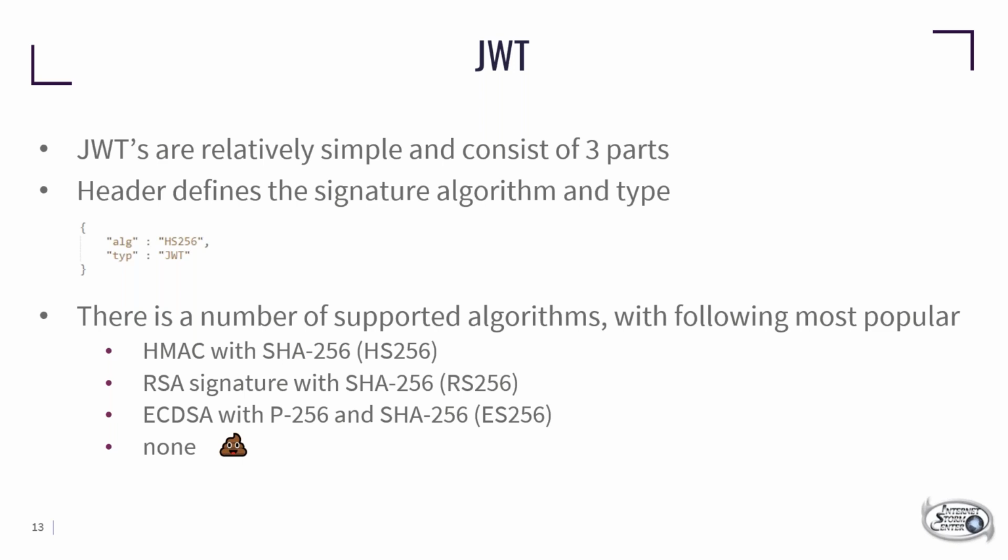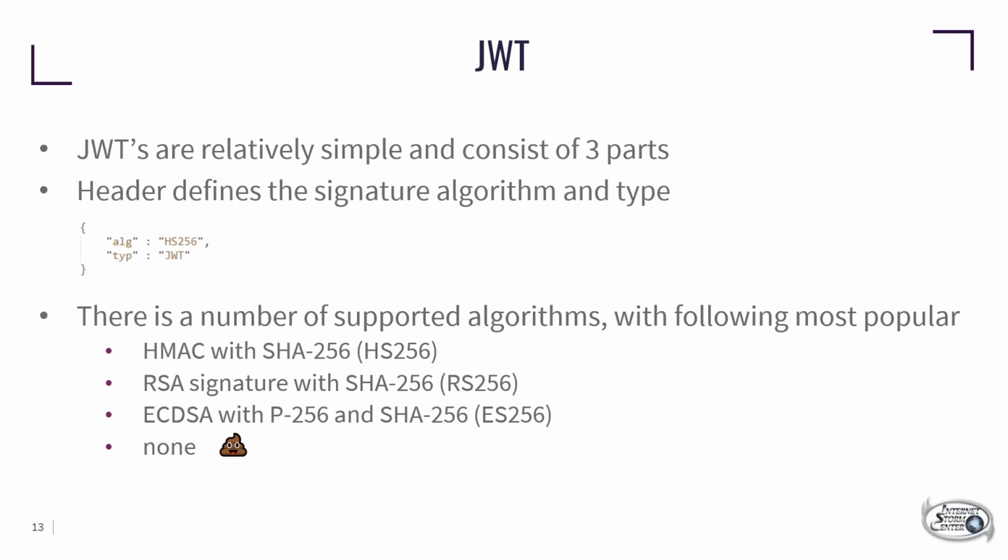Most commonly, we will actually see HMAC with SHA-256. This is a hashing algorithm with a secret key that can be used. Then we'll typically see RSA signatures with SHA-256 as well, which is RS256, and sometimes, but a bit rarely, we can see elliptic curve with SHA-256 used as well. As I said, there are a number of other algorithms supported by the standard, but these three are most commonly used. Notice the last one, none, which is obviously really bad, something that we shouldn't be using.